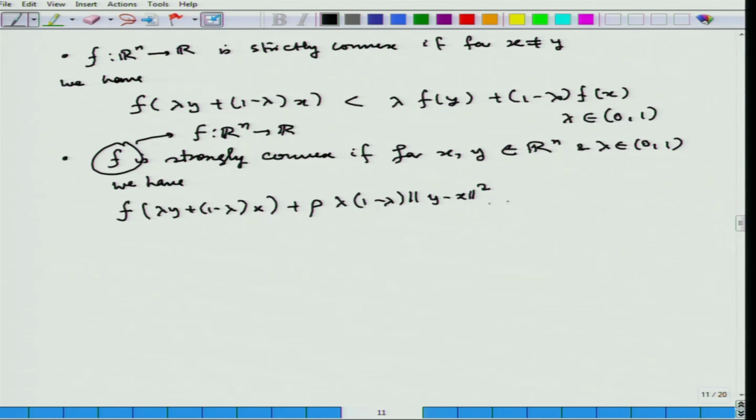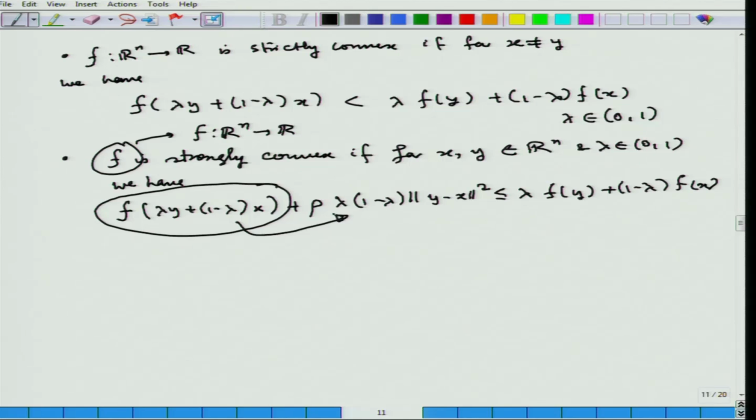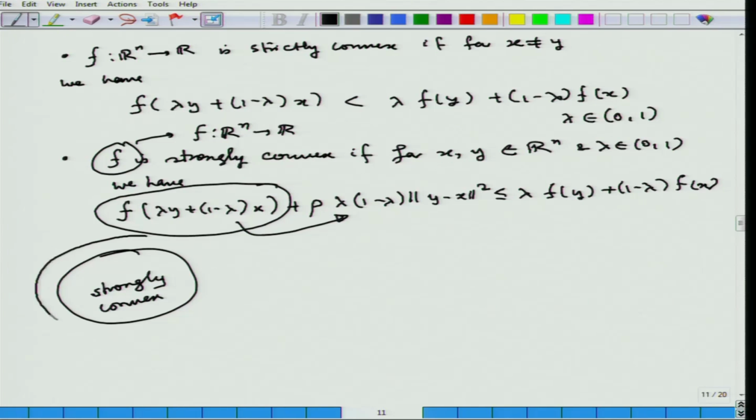That this thing is not only less than or equal to lambda f y plus 1 minus lambda f x, something more is less than, because this extra term, being non-negative, makes this bigger than this part. Which means that every strongly convex function is automatically convex. So, you have a larger class of convex functions and a smaller class, strongly convex functions. They are contained in the class of convex functions. In fact, we will show that they are actually contained in the class of strictly convex functions. We leave it to you to prove this, because when x is not equal to y, this becomes a strict inequality.